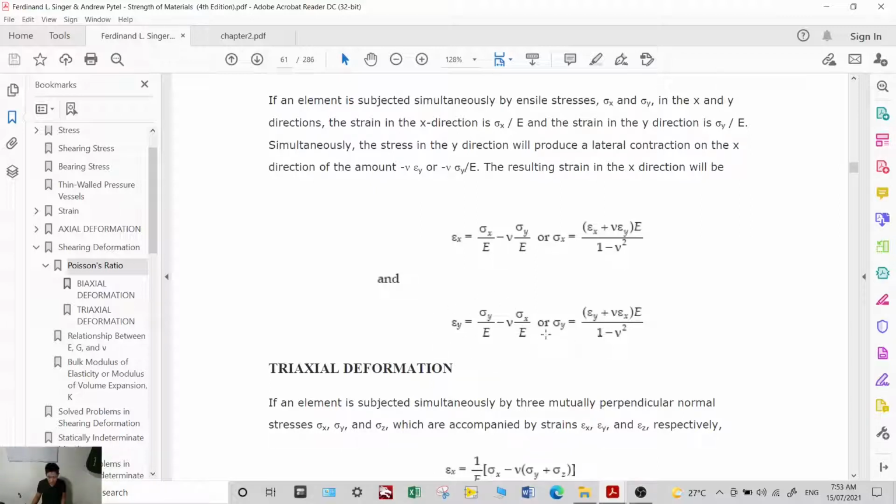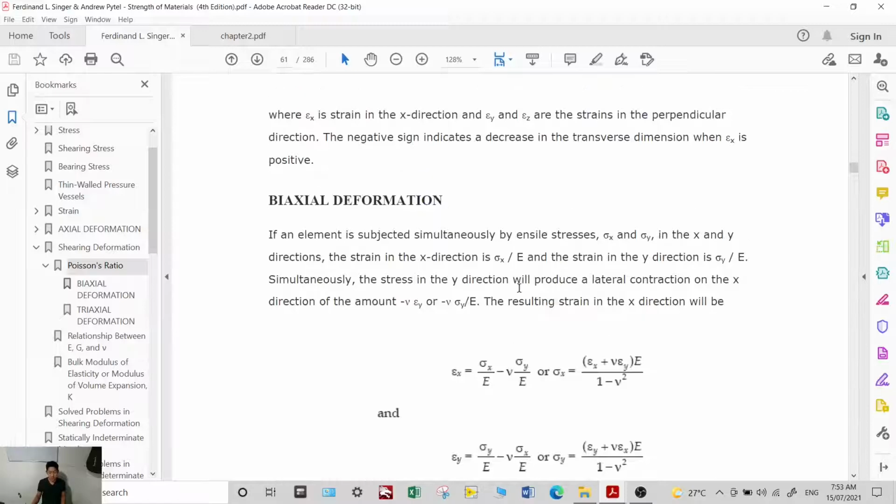Okay, so familiarize yourselves with this equation. You see that for simple stress, the strain is simply sigma y over E. But since there is also a force in the x, it decreases by minus v sigma x over E. Okay, this is for two forces.